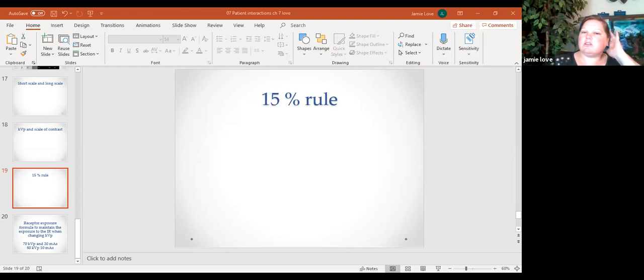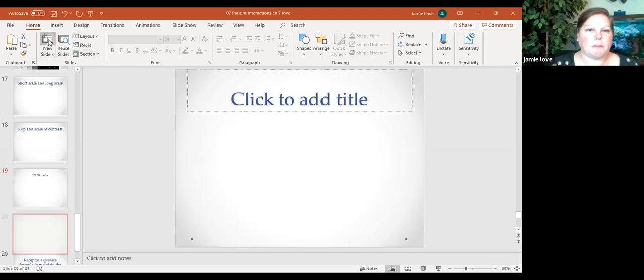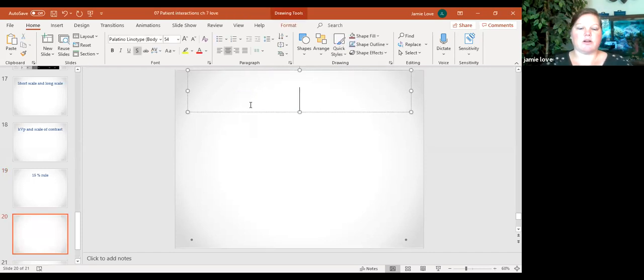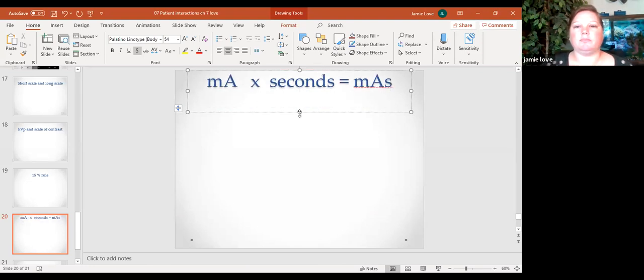Basic calculations using math. I wanted you guys to be able to know how to figure out math. So glad I went over that one day with you guys. Let's do that on this PowerPoint. Can you still see my slide? Yeah. All right, so I wrote it on the board last week. Mass is mA, milliamps, times seconds, and that equals mass.